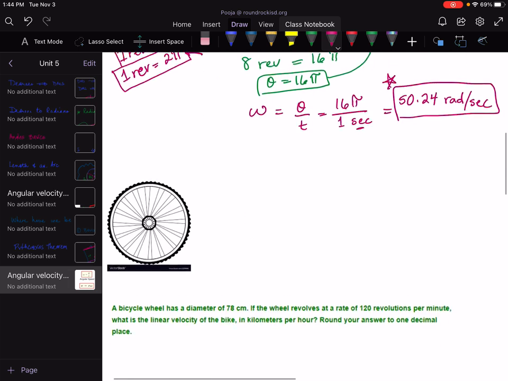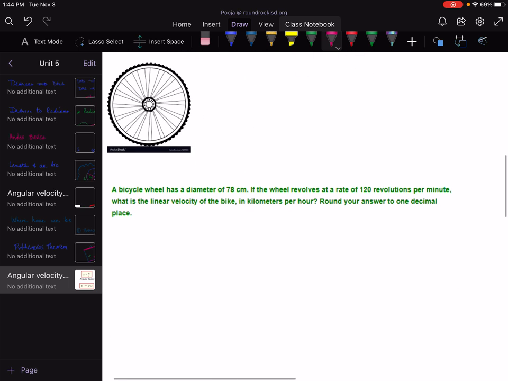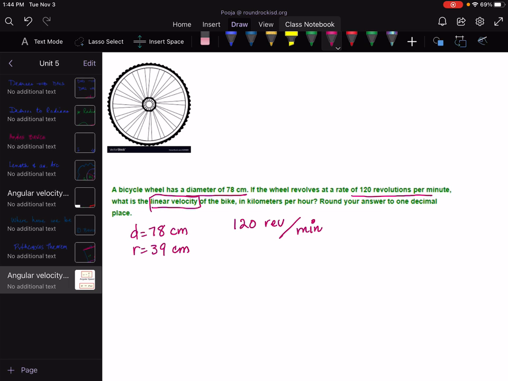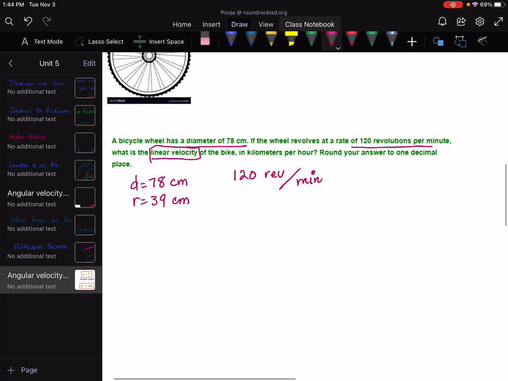Another example, which takes it to the next level, is this one, and we did this in class as well. We have another bicycle wheel. This has a diameter of 78 inches. So let me register what has been provided to me. And hence radius is 39 centimeters. The other thing, this wheel rotates at 120 revolutions per minute. What is the linear velocity of the bike in kilometers per hour?